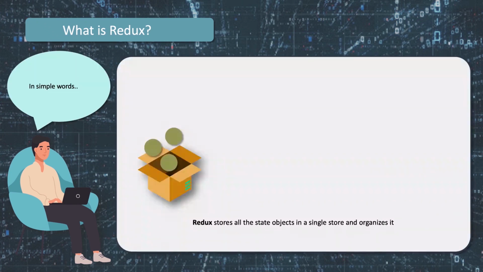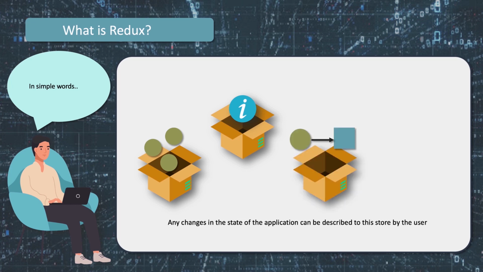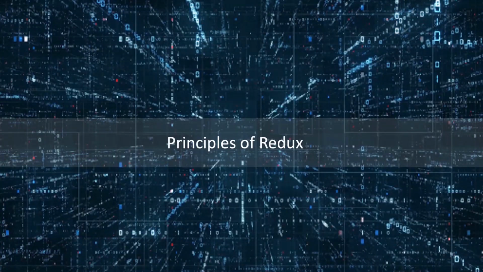So in simple words, Redux stores all the state objects in a single store and organizes it. It provides information about the current state of the application. Any changes in the state of the application can be described to the store by the user, and then it notifies any modifications made to the state of that application. So let's jump into the key principles of Redux.